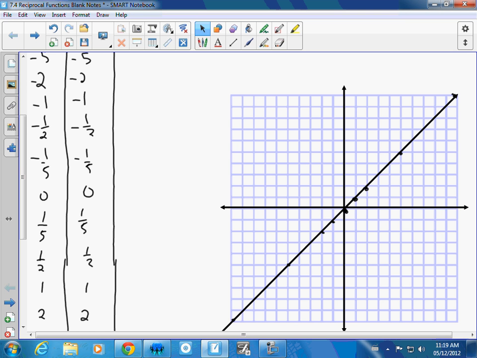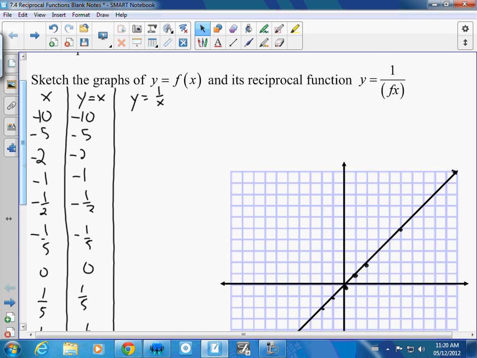Now let's do the reciprocals. Basically all you do is you take the x and the y and you flip them. Okay? So let's start with the negative 10. You flip it, it becomes negative 1/10. Oh, okay, well that one's not too difficult. Negative 5, you flip it, you end up with negative 1/5.